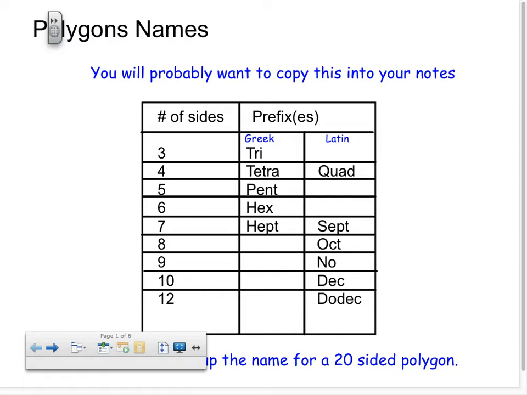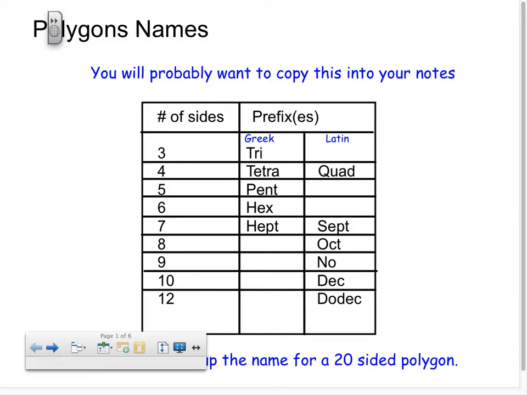5, we generally only use the Greek prefix, pentagon, the big building in Washington. 6 is a hexagon, and again that's the Greek prefix for hex, for 6. 7 is one that has both, the Greek and the Latin. Could be considered a heptagon or a septagon. If you ever watch the Olympics, there's kind of an obscure event in the Olympics for women called the heptathlon. It's 7 events. So that's another place you see that prefix for 7.